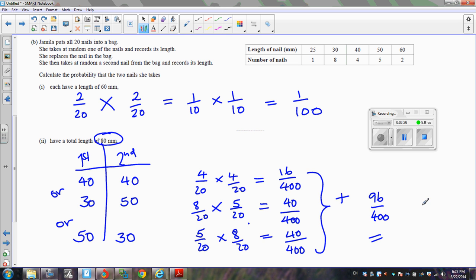Now you can leave it like that, or you could divide by 4 to get 24 hundredths, which you could also have as 12 50ths, or you could have it as 6 25ths, or you could have it as a decimal, that's 0.24. Any of those would be fine.